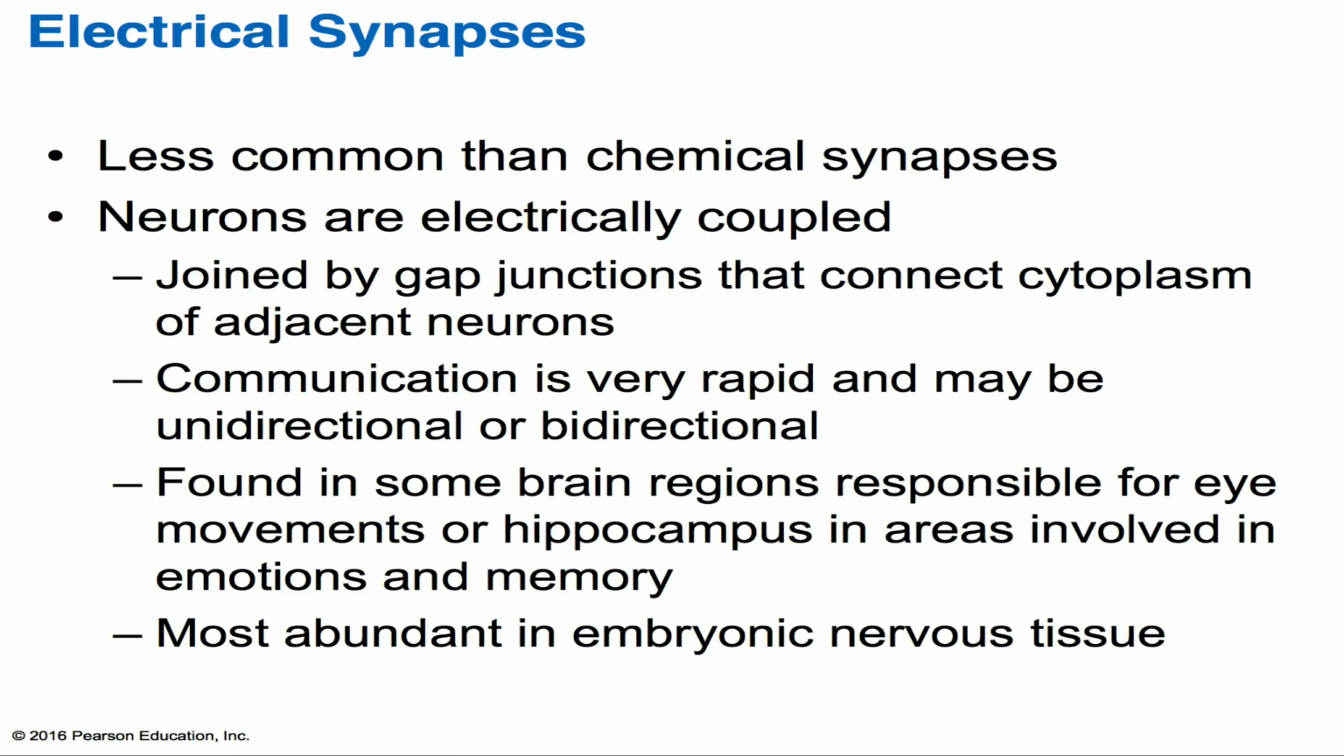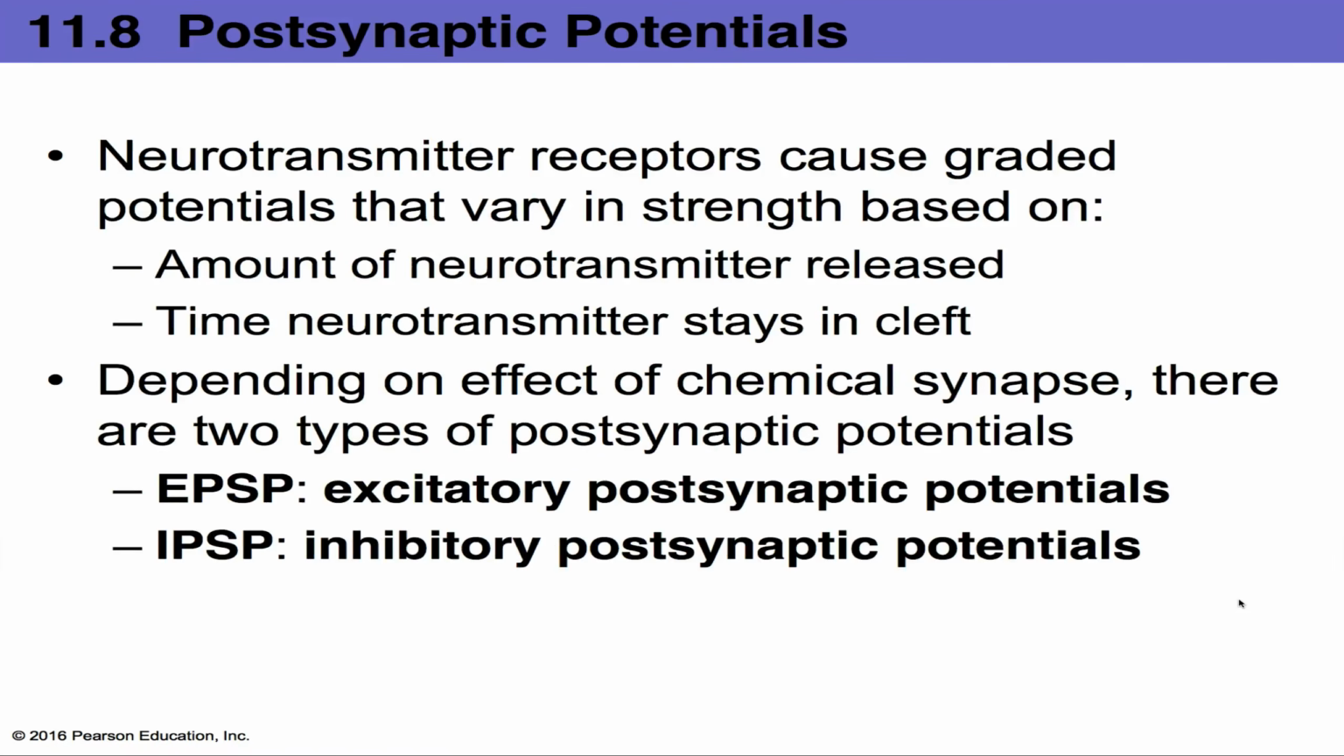We find them most abundant in embryonic nervous tissue, where they allow for the exchange of guiding cues during early neuronal development, so that the neurons are able to connect properly with one another. Unlike the voltage-gated ion channels that are responsible for action potentials, chemically gated channels, the neurotransmitter receptors, cause graded potentials that vary in strength based on the amount of neurotransmitter that's released and the time that neurotransmitter stays in the cleft. And depending on the effect of the chemical synapse, there are two types of postsynaptic potentials. There are excitatory postsynaptic potentials and inhibitory postsynaptic potentials.